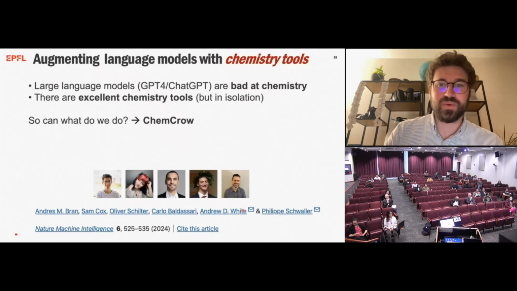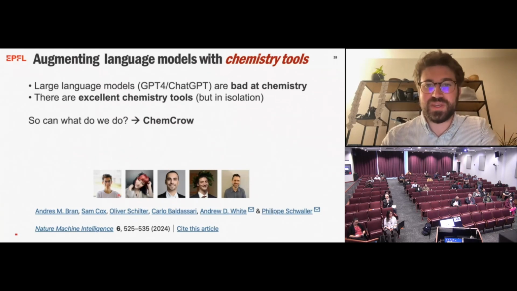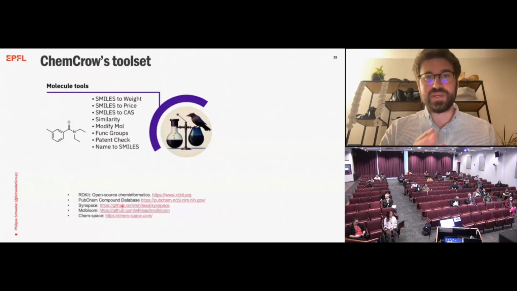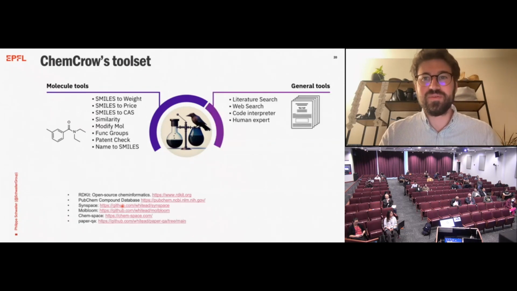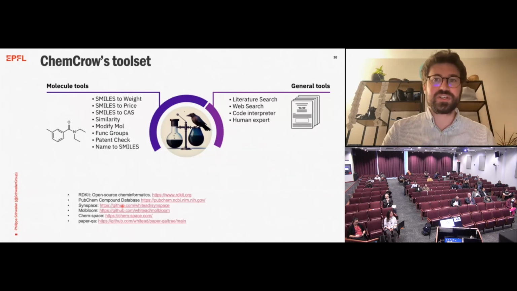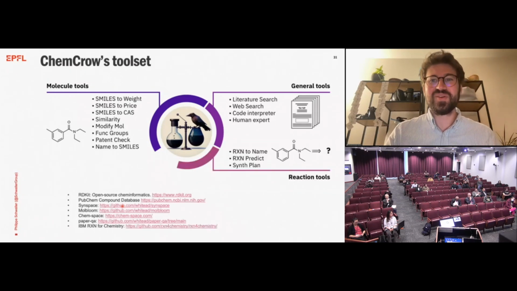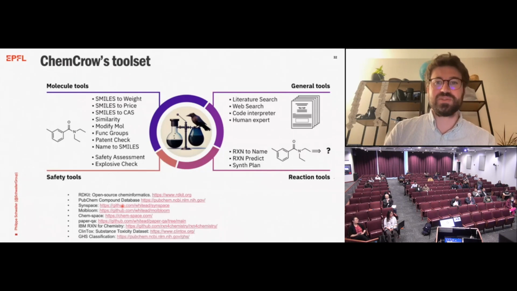This is joint work with Andrew White and Sam, who are now at Future House, folks from IBM, and Andres, one of my PhD students. So what tools did we give to ChemCrow? We gave it molecular tools to calculate some properties, find similar molecules, check the patterns for novelties, convert them to structural information, some general tools like literature search, web search, code, even the human expert was a tool for the large language model, then some reaction specific tools, and in the end also some safety tools.